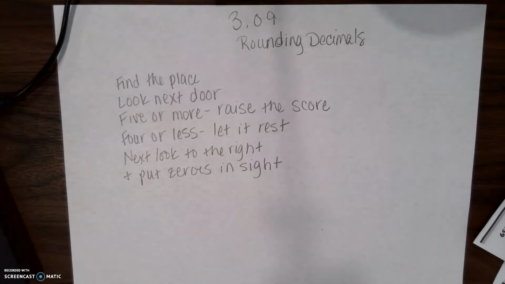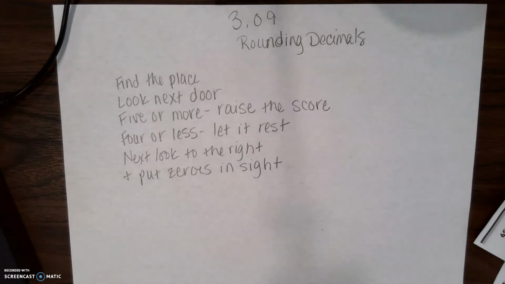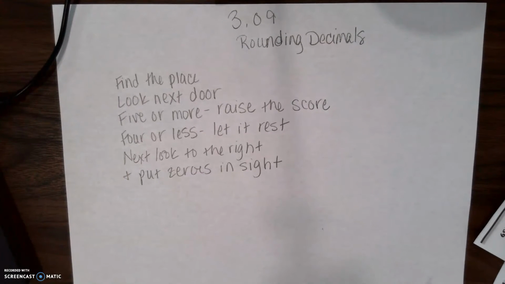All right, so this is a real easy poem for you to remember how to do this. When we are rounding decimals, we're going to find a place, look next door, 5 or more, you raise the score. 4 or less, let it rest. Next, look to the right and put zeros in sight. Now, if you don't know what all that means, then we're going to practice it. But I'm pretty confident that you have worked on rounding whole numbers in the past. So it works exactly the same for decimals. We just have to remember the steps.